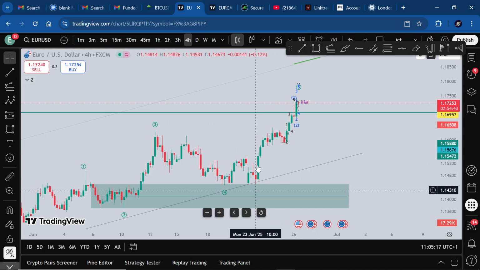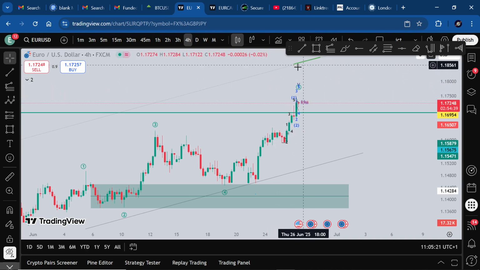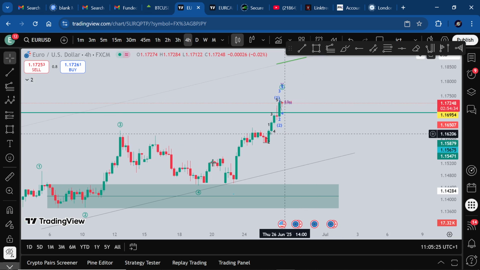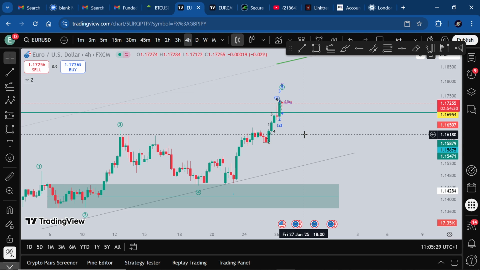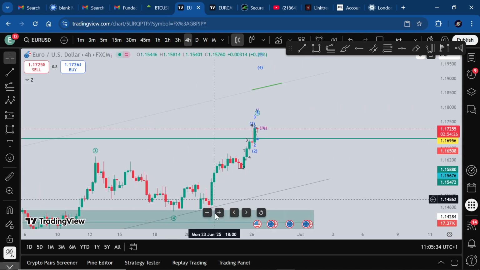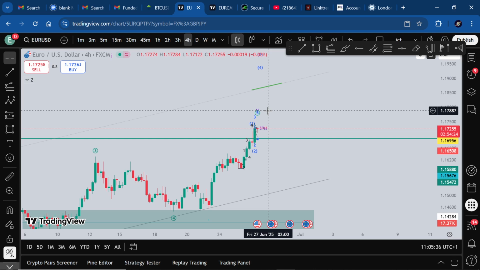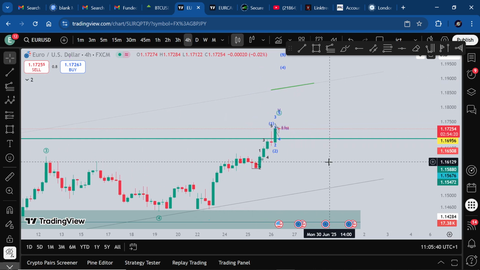But either way, I do believe that this isn't the last push up. As you can see, this as well indicates that we should be going higher. So 1, 2, 3, 4 is on the cards. Otherwise, we've got 1, 2. But if it is 1, 2, 3, 4, 5, expect 4, 5 at least. So still bullish on Euro USD.